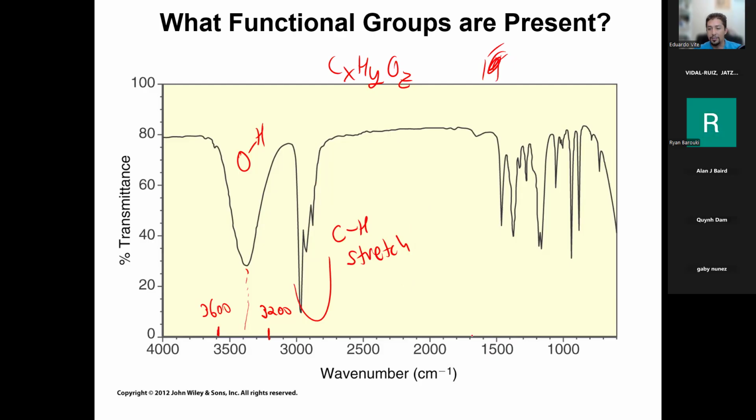Let's see. There's nothing at 1700, right? If this was a carbonyl, I would see a peak at 1700. I don't see one, so there's no carbonyls. And I just see a bunch of sharp peaks closer towards the fingerprint region. So I don't think that these are very telling. I don't know what else we can conclude without a formula. So the only thing we can say for sure is that there is an OH in this structure for certain. Any questions about this? So we don't always use all the signals. We only use the characteristic signal.